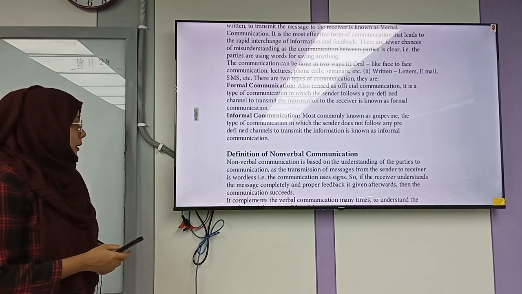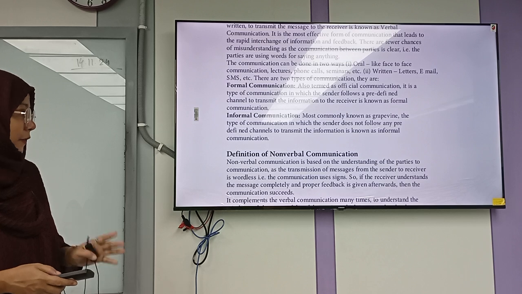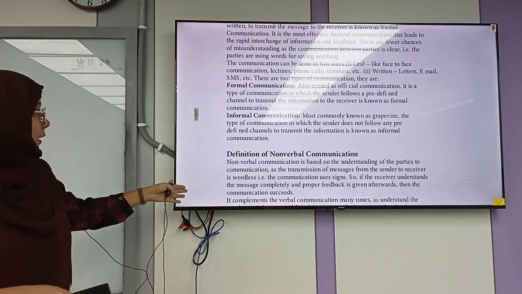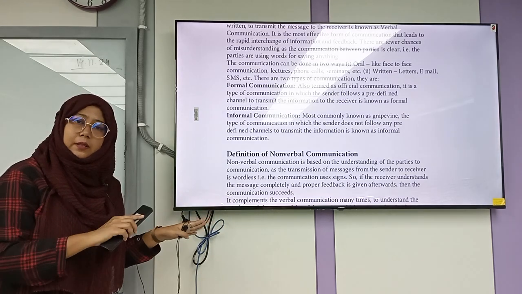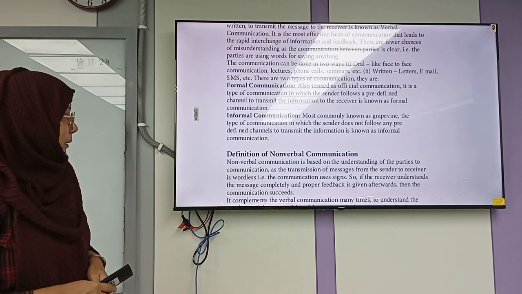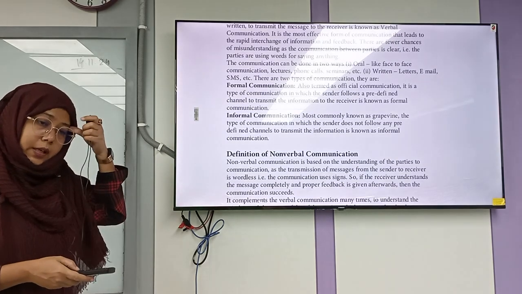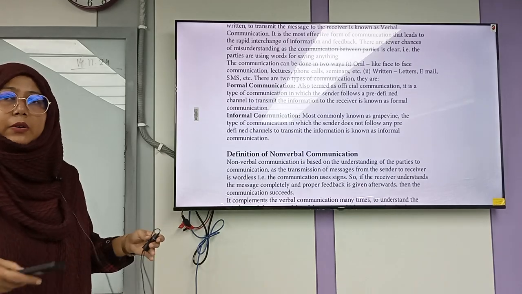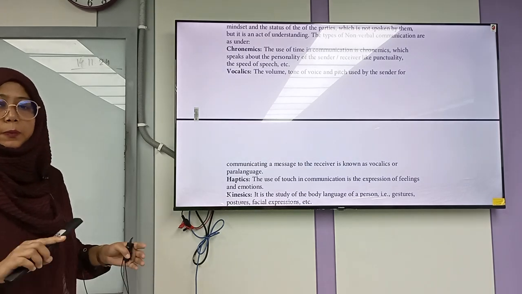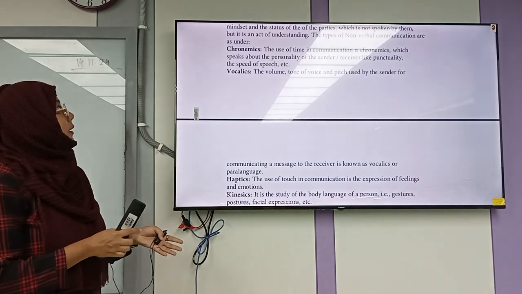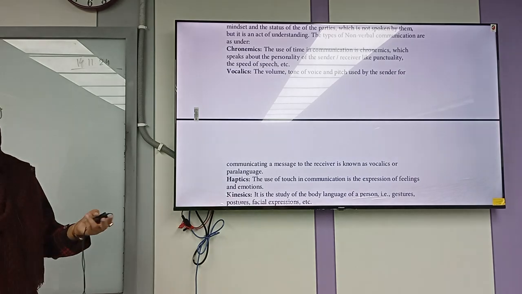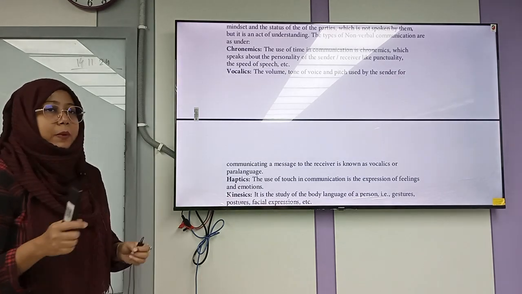So if the receiver understands the message completely and proper feedback is given afterwards, then the communication succeeds. So ঠিকঠাক মতো সবকিছু হলে যদি রিসিভার ঠিকমতো বোঝে এবং the feedback is going well, then the communication is successful. It complements the verbal communication many times. So it actually verbal communication ke complement দেয় বা fulfill করে to understand the mindset and the status of the two parties. Both parties এর mindset, তাদের understanding, তাদের status, তাদের অবস্থান এটা বোঝাতে সাহায্য করে, which is not spoken by them, যেটা আমরা মৌখিকভাবে বলি না, but it is an act of understanding, কিন্তু মানুষ ঠিকই বুঝে যায়.